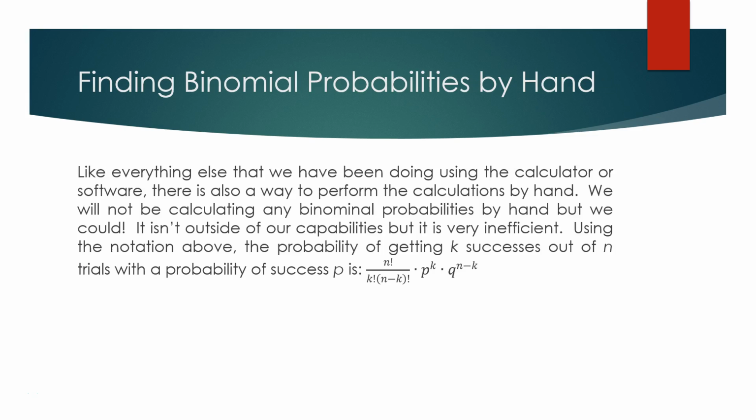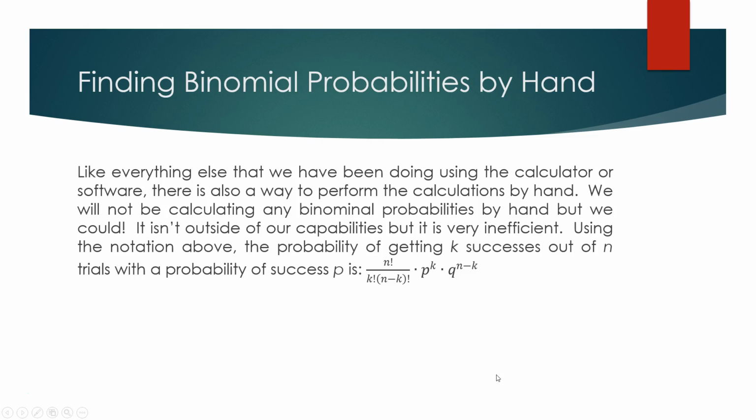So calculating binomial probabilities by hand, again, is something that we absolutely could do. But the only new thing here is this exclamation point notation. We're not going to go through that, but we could. It's pretty straightforward. So this is something that we could do. This ends up being a fraction times something raised to a power times something raised to a power.